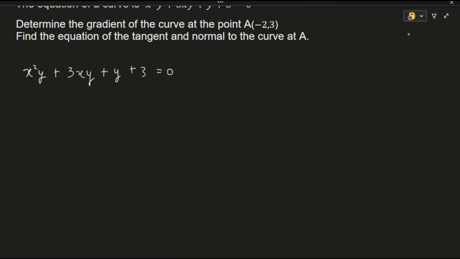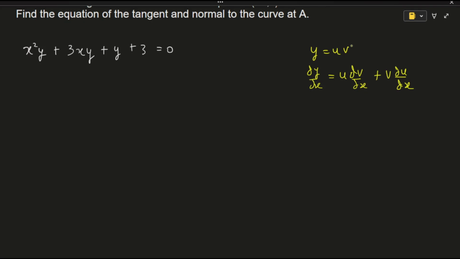Now, let us recall that when we have a function of the form y is equal to uv, the derivative of that function is given by this. So when we have an expression which is a product of two factors, as we have over here, we're going to maintain the first factor, differentiate the second factor, then we maintain the second factor, then we differentiate the first factor. So with this implicit function, it will mean that we differentiate each term separately.